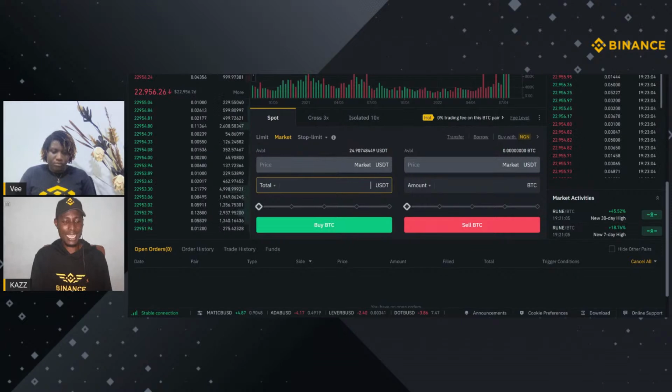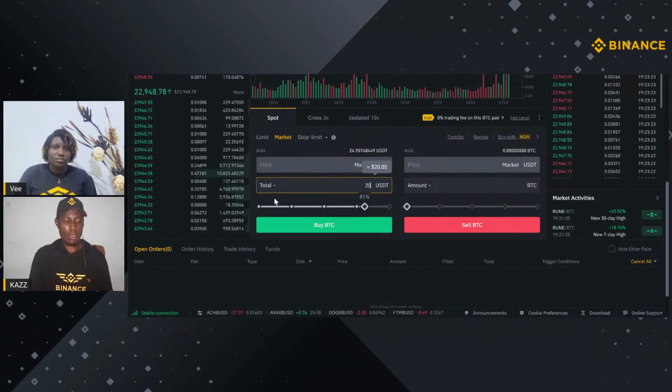So I can either enter the total amount of USDT I want to spend to buy Bitcoin at the current market price. If I want to spend, let's say, $20, 20 USDT from my 24 USDT, I can just enter that total amount. If I tap on buy, it will buy Bitcoin immediately.